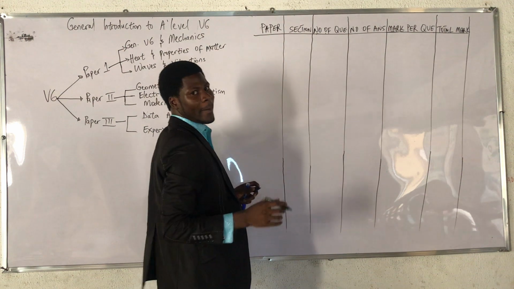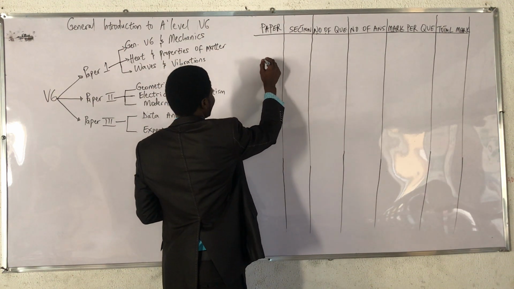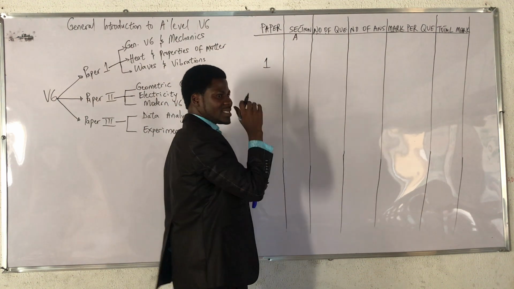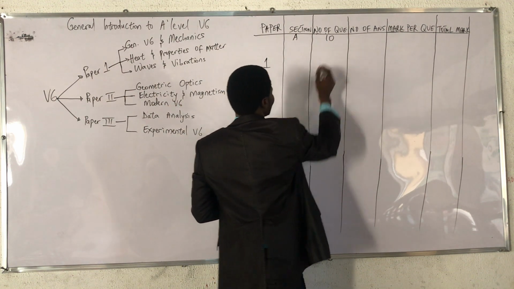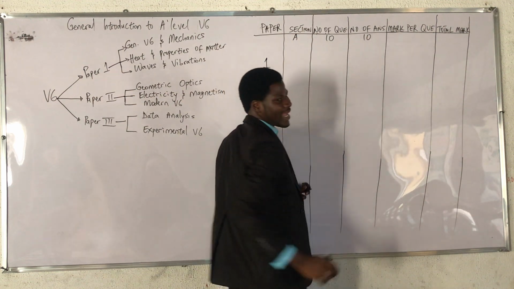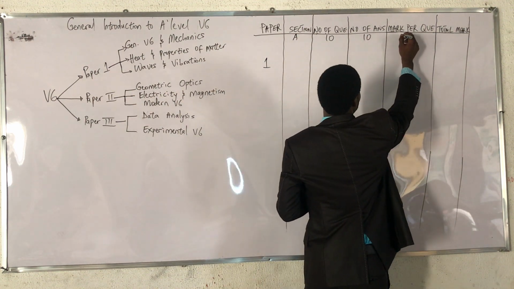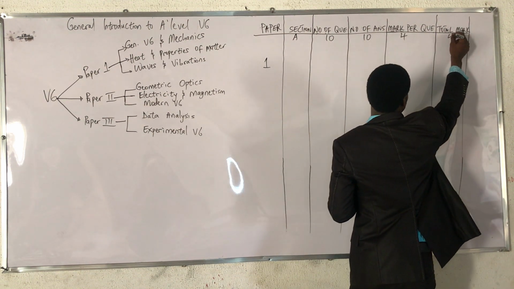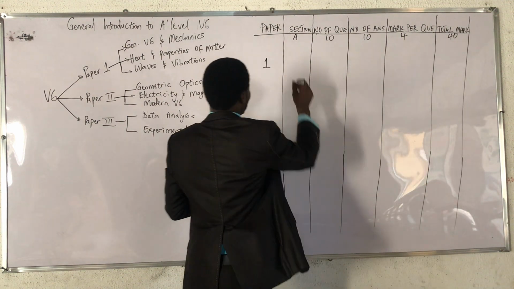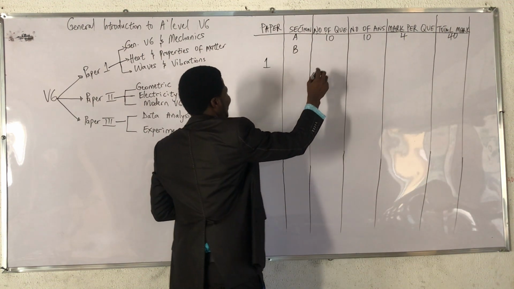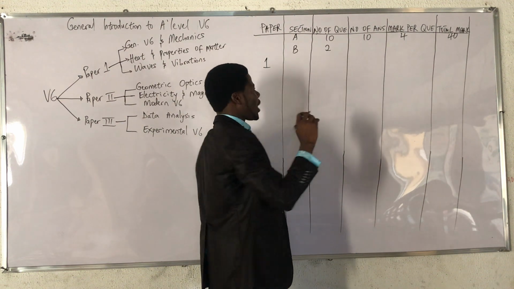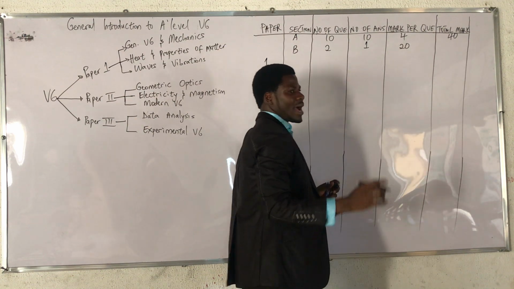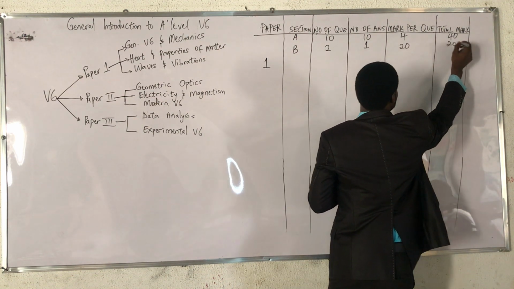Alright. For paper 1 now, that's Physics 101. We have section A. In section A, there are 10 questions there. You are to answer all the 10 questions. Each question carries 4 marks. Since you are answering all, total marks for that section is what? 40 marks. Section B, we have 2 questions there. You choose 1. Each carries 20 marks. Since you are answering just 1, that's 20 marks.